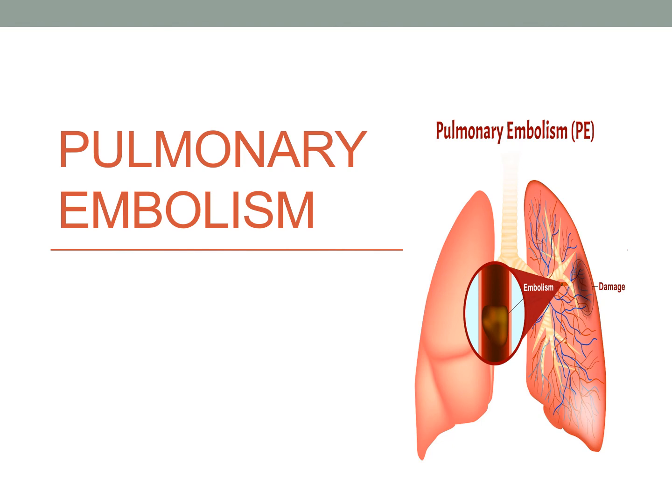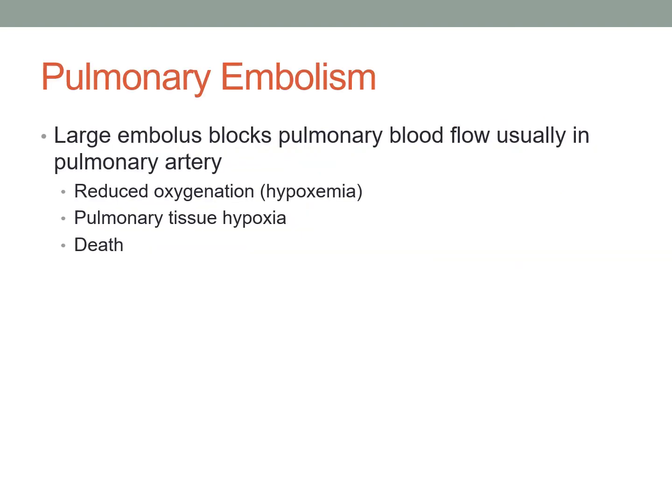Pulmonary embolism, PE. So how do we take care of a patient who has a perfusion problem due to a PE? What is a PE? It's a large embolus that blocks the pulmonary blood flow and is usually in the pulmonary artery. Okay? It reduces the oxygenation that a patient gets. It causes tissue to not get enough oxygen, so it causes pulmonary tissue hypoxia, and then it leads to death.